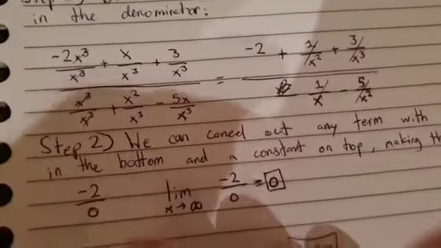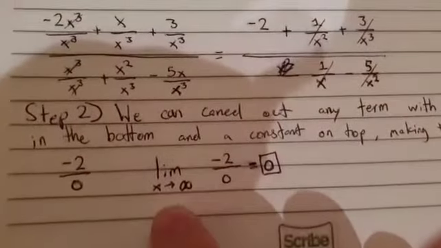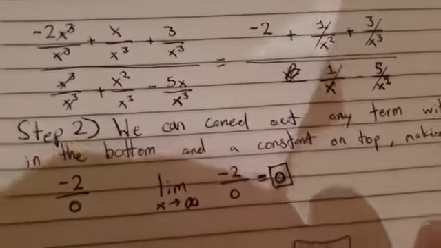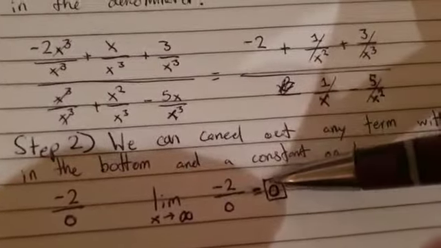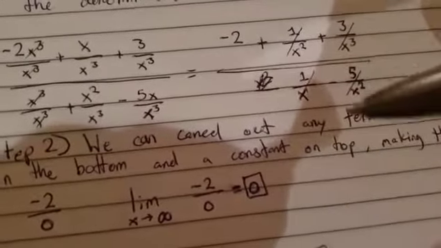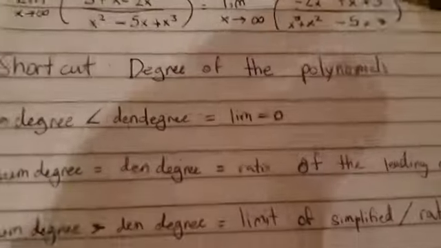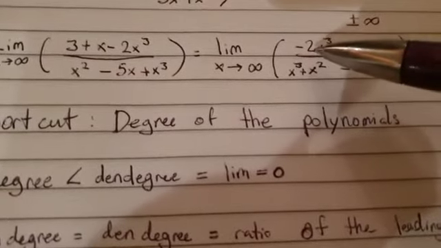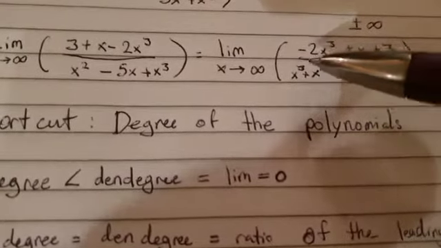So we get this, -2 over 0. And then we're left with the limit as x tends to infinity of -2 over 0, which, if we consider it algebraically, -2 divided by 0 is 0, leaving us with a final answer of 0, right? And if we were to have done it with the other method, as you can see, here it's -2 over... So yeah, that's about it.